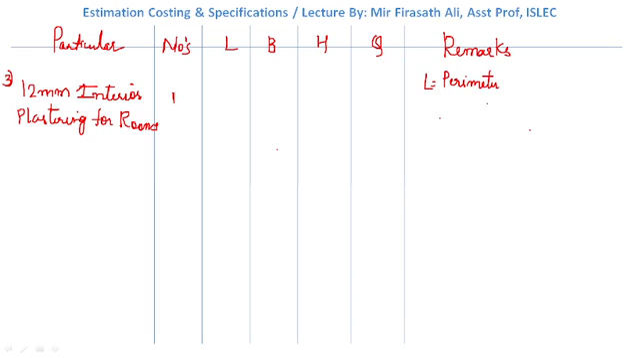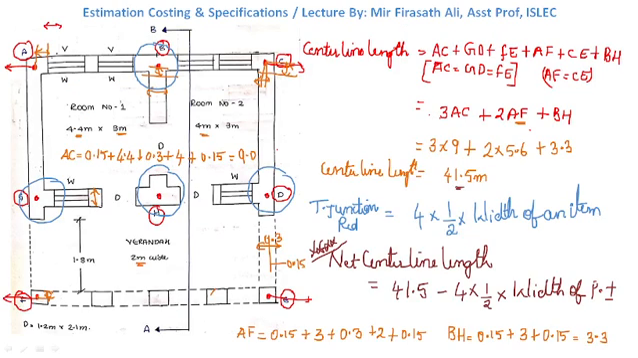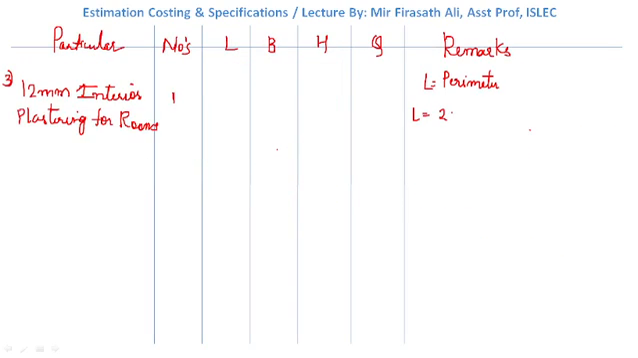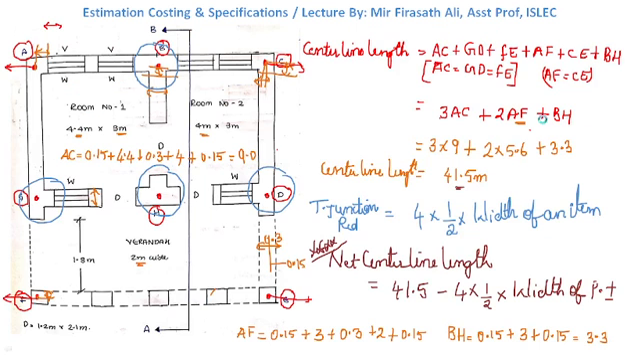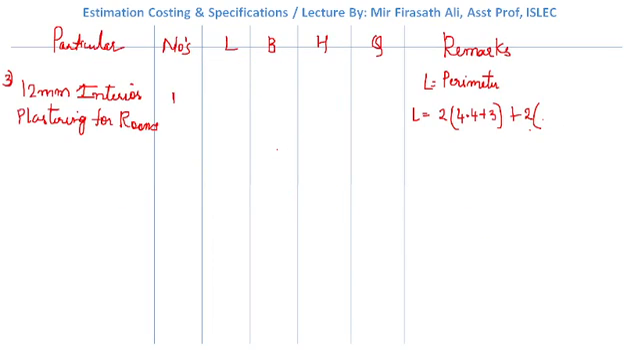How to get the perimeters of two rooms? Okay. Length is equal to, what is the dimensions of the first room? 4.4 into 3 meter. So 2 into L plus B, 4.4 plus 3 plus 2 into one more room we have, 4 meters plus 3 meters. So this becomes our length, which is nothing but 28.8 meters. Substitute this over here, 28.8 meters.